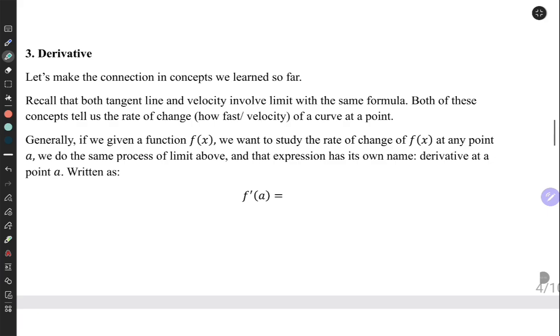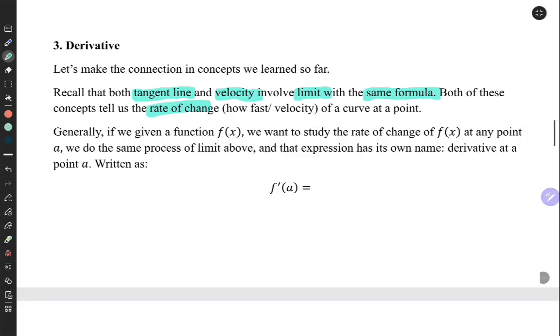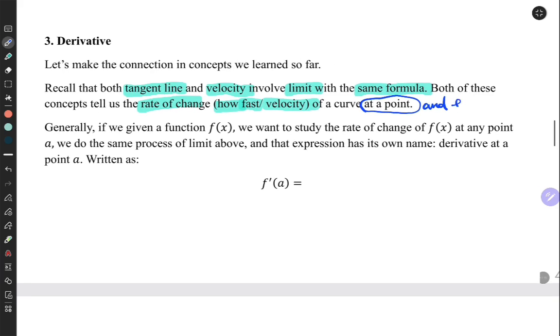Recall both tangent line and velocity involve limits with basically the same formula, right? Limit of a difference quotient. Both of the concepts tell us the rate of change, or how fast, and how fast is basically velocity of a curve at a point. That statement is not really correct. Not just at a point, but everywhere else, and everywhere.